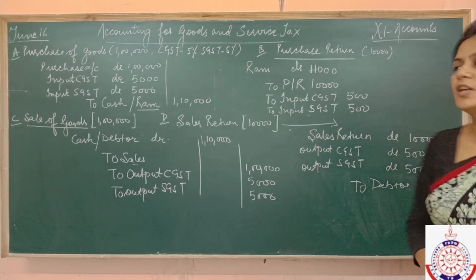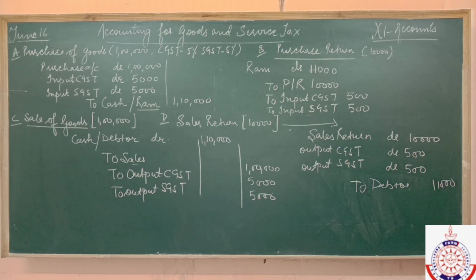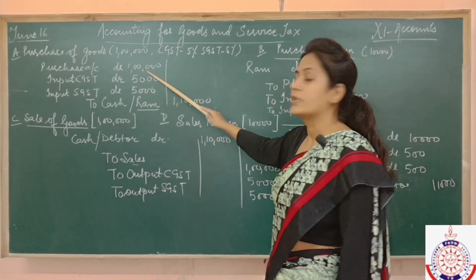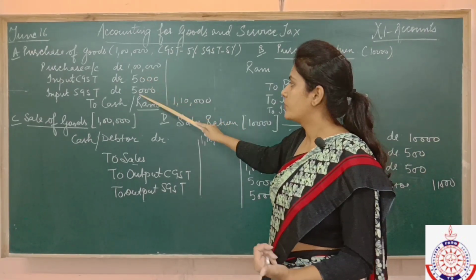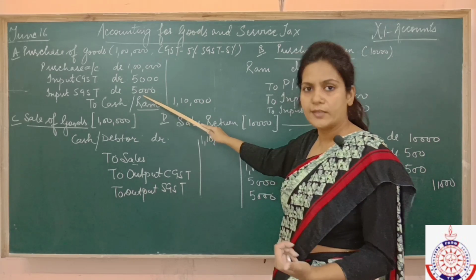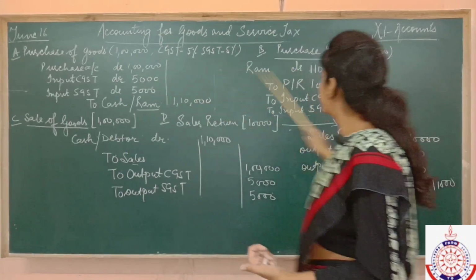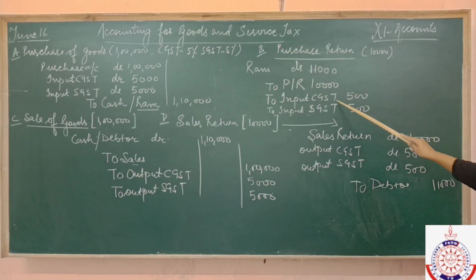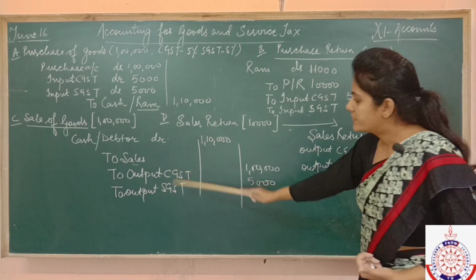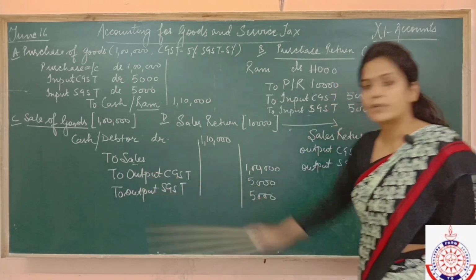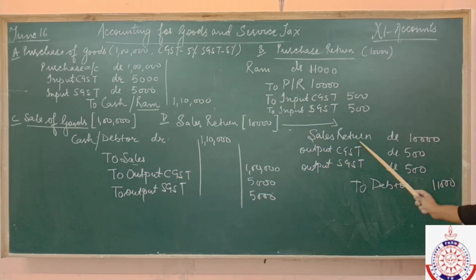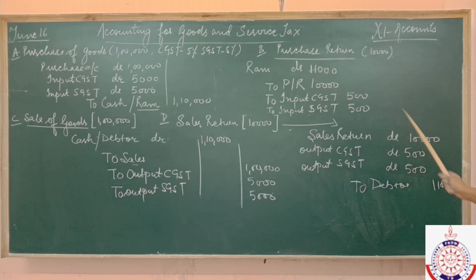Please try to check the difference between them. If I purchase the goods, then I pay the GST, so input. Fine. If I return the goods, then again whatever GST we paid, we will take it back. Now if I collect CGST, then I use the word output, and if our customer returns the goods to us, then whatever GST we collected, we need to pay it back.